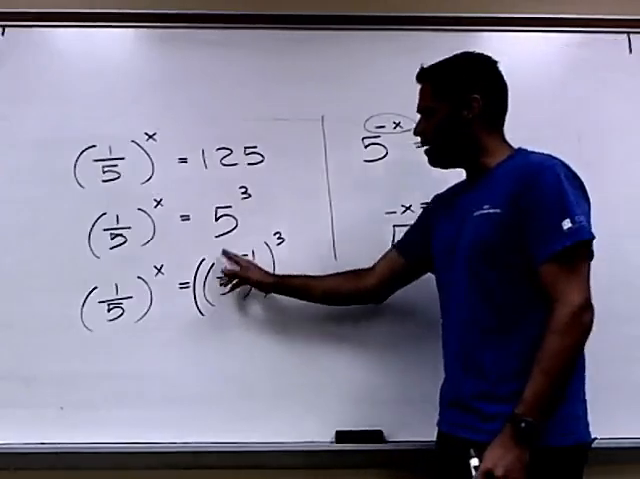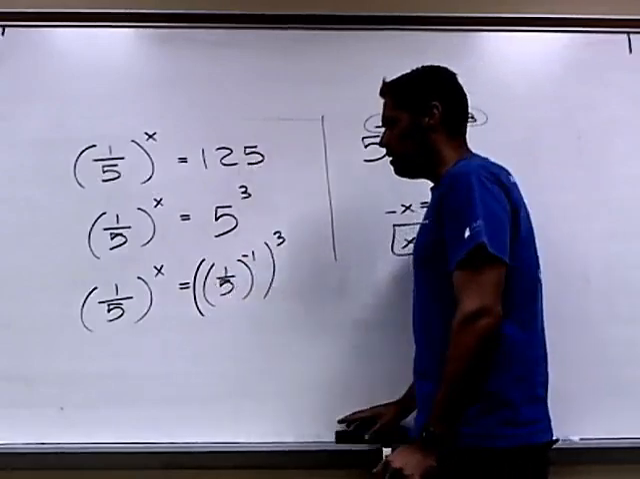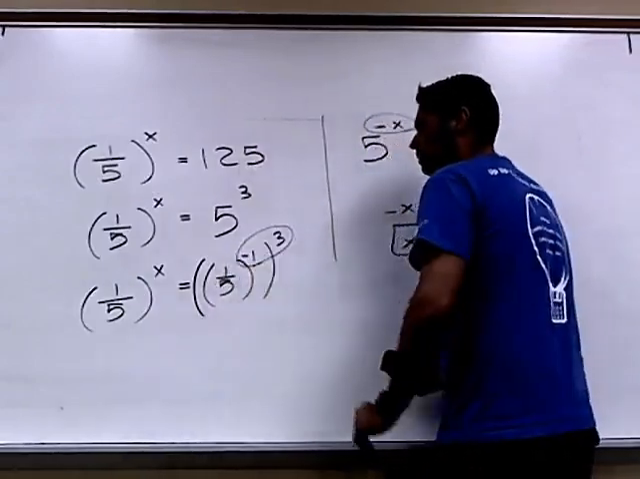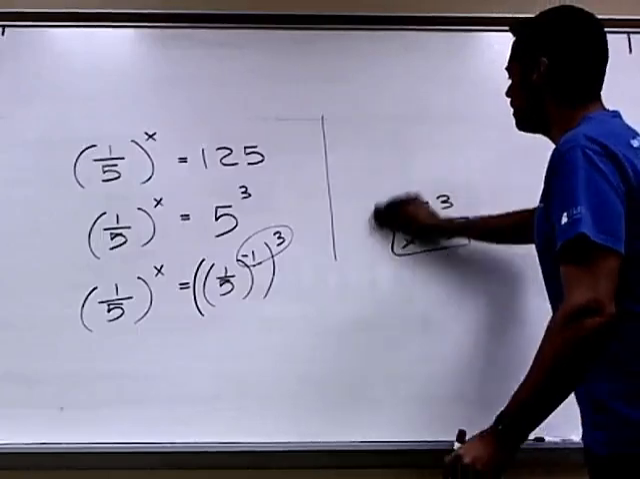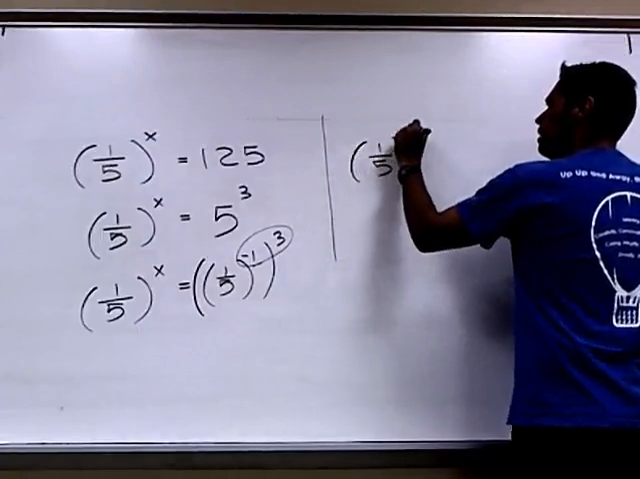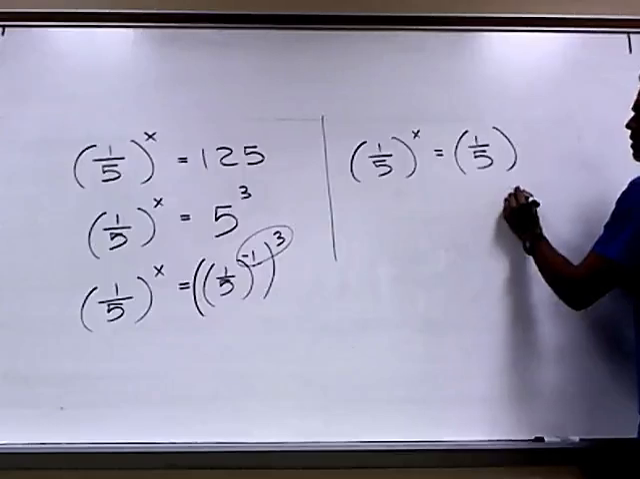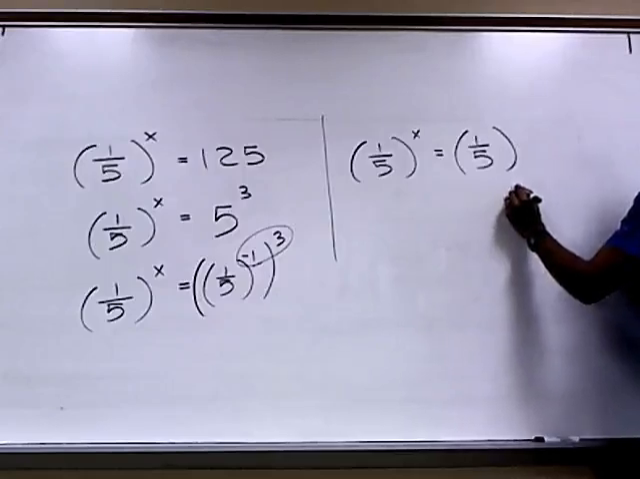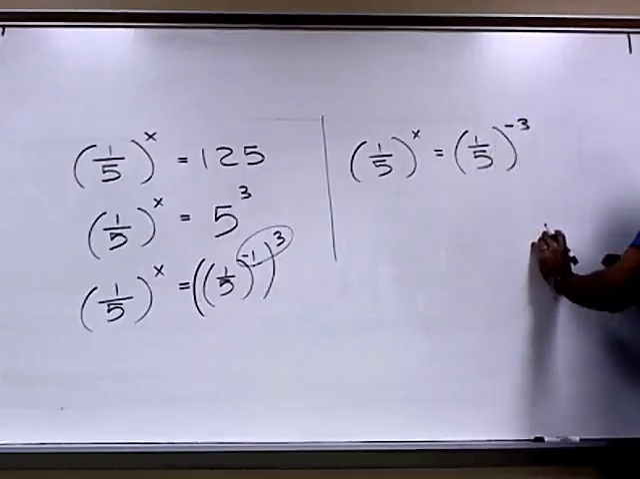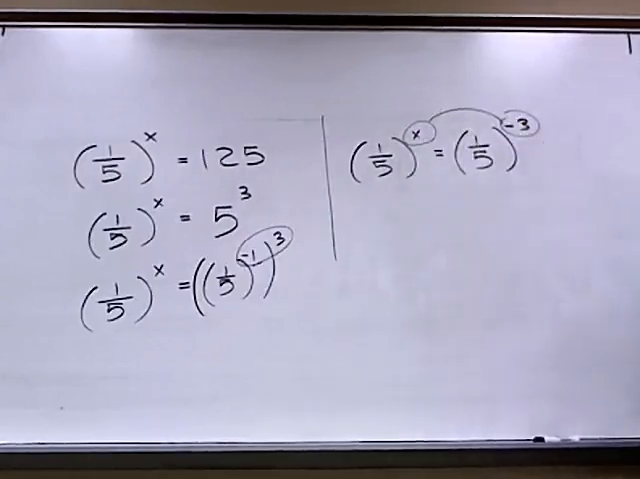You'll see that this right here is 5. 5 cubed is 125. And now, what do I do to these powers? Multiply them. So the left side is 1/5 to the x. The right side is 1/5 to what power? You said you multiplied those, right? -3. And now this has to match this, right? So x has to be -3. You get the same answer.